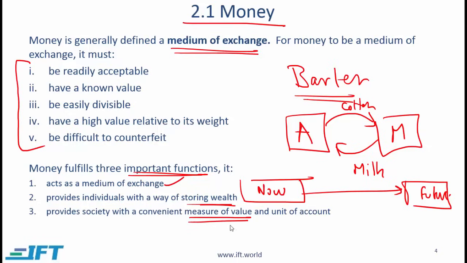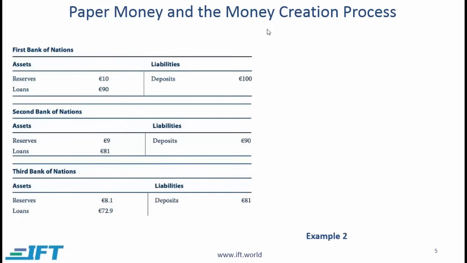The key point here is measure of value. When we go and buy a new car, and if the salesperson tells us that this car is for $20,000, then we know exactly what this number means. We've talked about the functions of money.